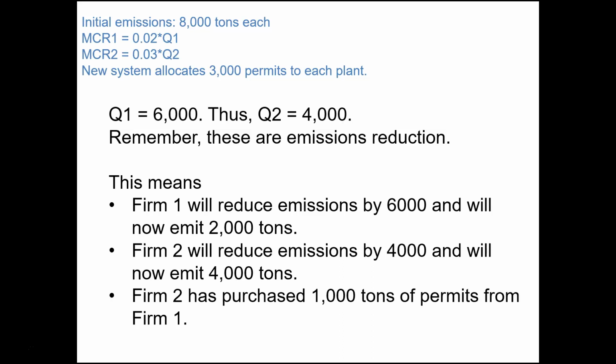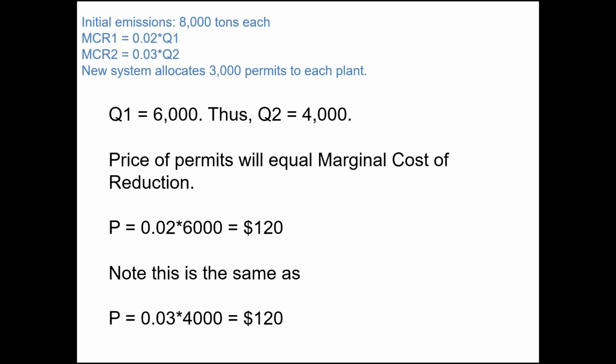This means that Firm 2 has purchased 1,000 tons of permits from Firm 1. If we gave each of them 3,000 and now they end up where Firm 1 has 2,000 and Firm 2 has 4,000, that clearly means that 1,000 of those have been transferred from Firm 1 to Firm 2.